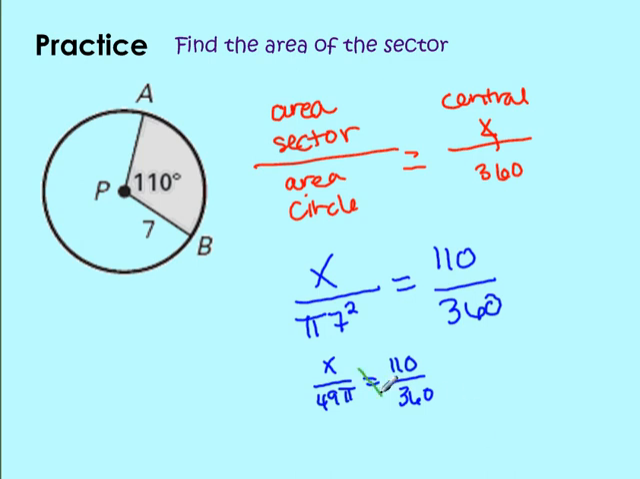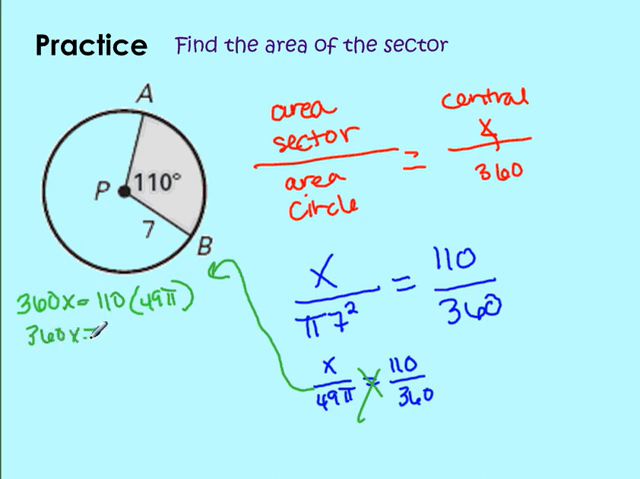Then we can go ahead and cross multiply in order to solve. And I'll do the work here, there's a little bit more room. So we can say 360x is equal to 110 times 49 pi. When we simplify this, we have 360x is equal to whatever 110 times 49 is, which will come out to 5,390 pi. And then to isolate x, divide both sides by 360. These will cancel, and x is equal to this amount.